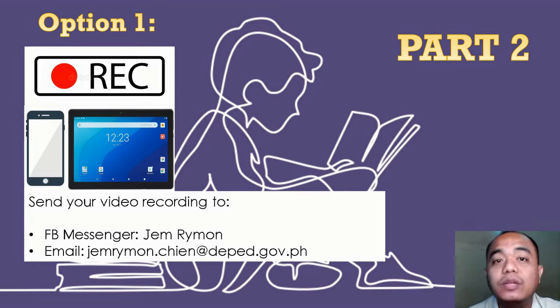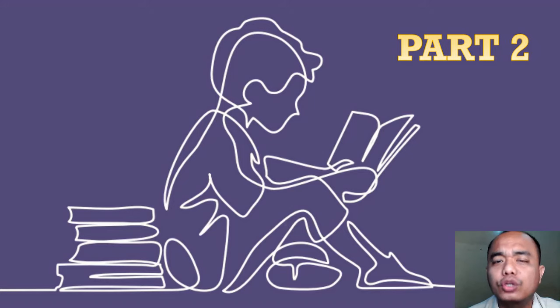But sir, I don't have a gadget at home, I don't have a cell phone or tablet to be used for recording. Then, do not choose option 1. And I'll give you now option 2. Okay, what is the option 2 for part 2 of your reading assessment?